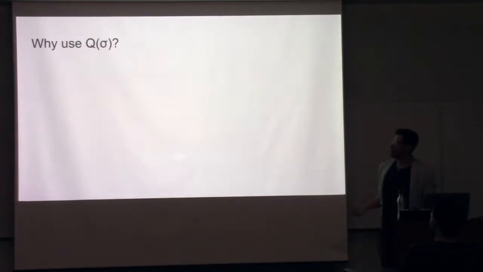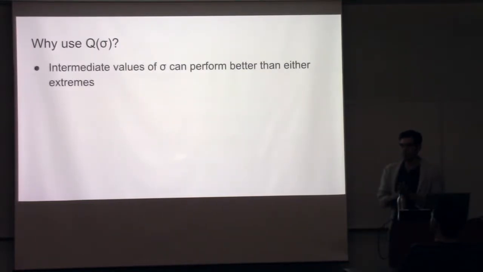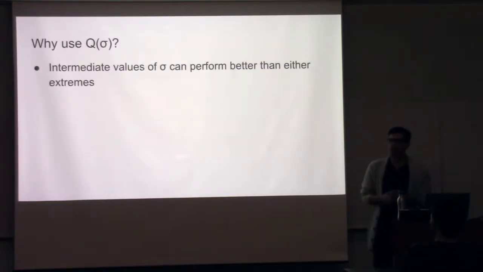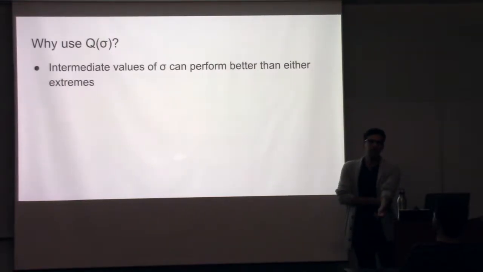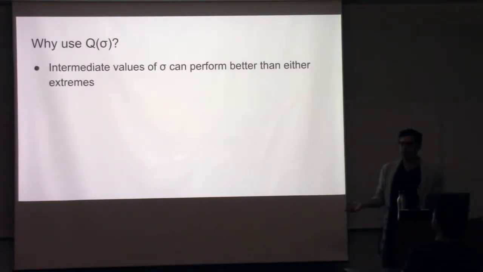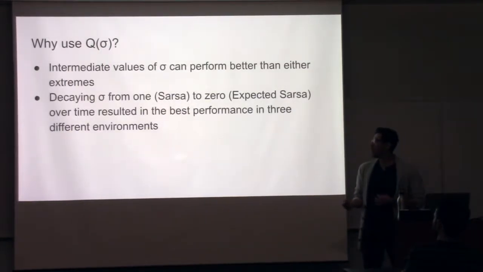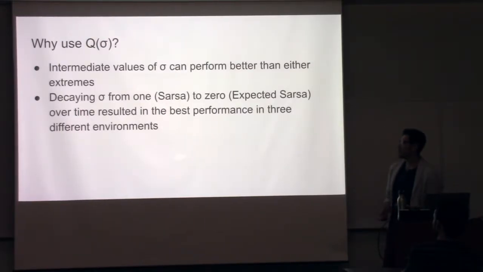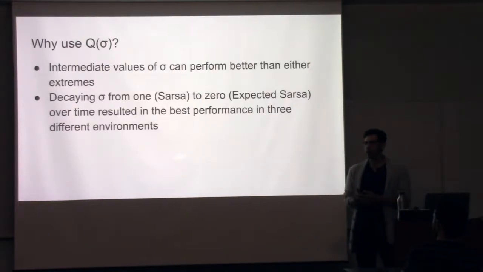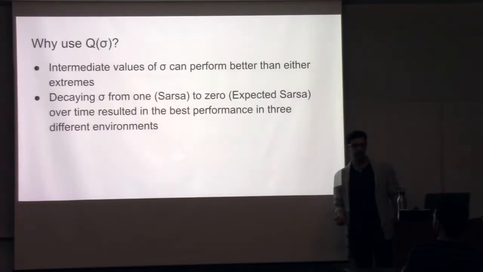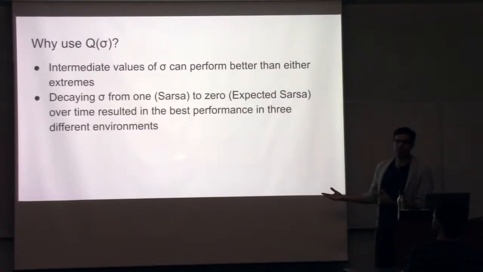Now, you might be wondering, why use Q sigma at all? Why not stick to Sarsa or expected Sarsa, since they work so well? The reason for doing Q sigma is that in our AAAI paper, we found that sometimes intermediate values of sigma actually perform better than either of the extremes. And also, we found that decaying sigma over time from 1 to 0 resulted in the best performance in 3 different environments. We tested this in 2 tabular environments and 1 continuous environment with linear function approximation. So I wanted to see whether this extends to the nonlinear case. And for that reason, yes?